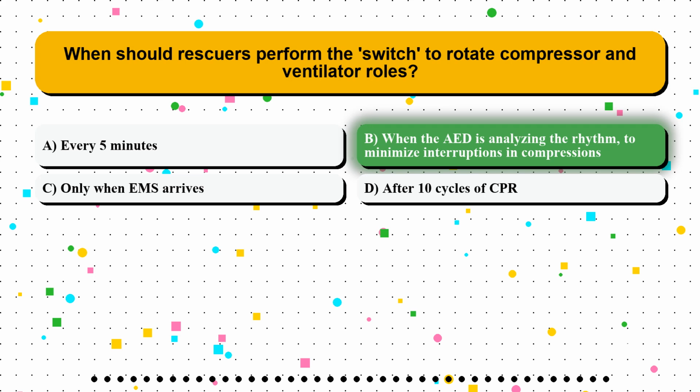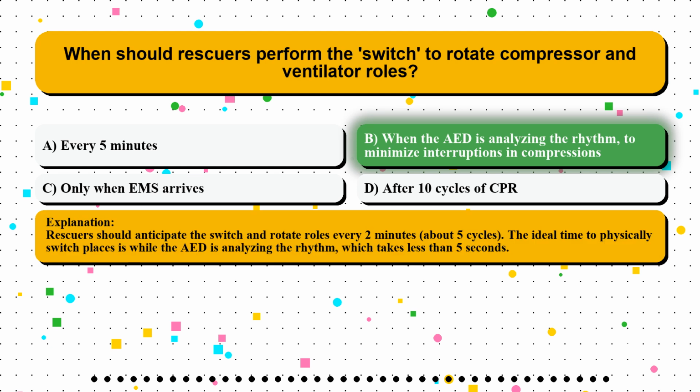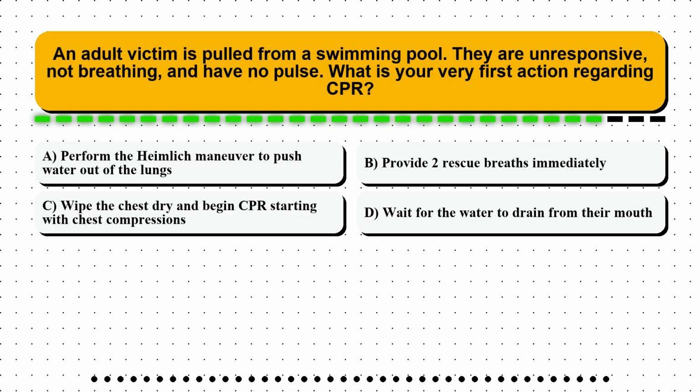The correct answer is option B, when the AED is analyzing the rhythm, to minimize interruptions in compressions. Rescuers should anticipate the switch and rotate roles every 2 minutes, about 5 cycles. The ideal time to physically switch places is while the AED is analyzing the rhythm, which takes less than 5 seconds.